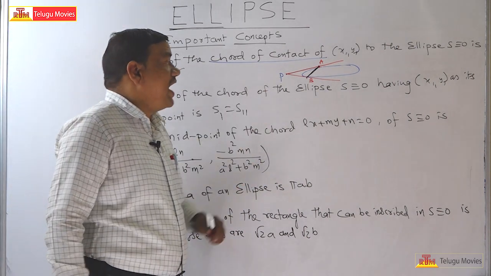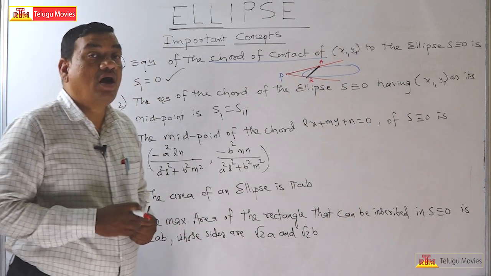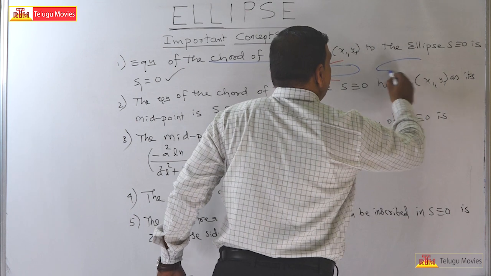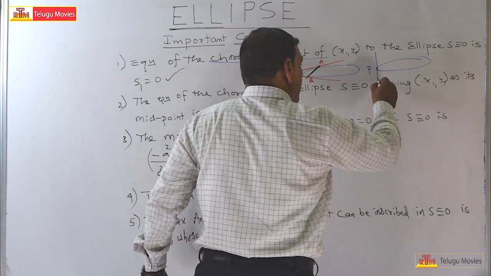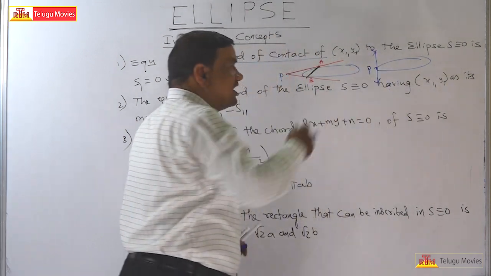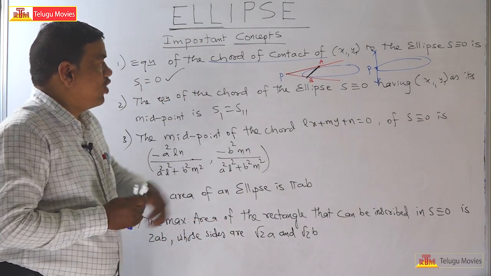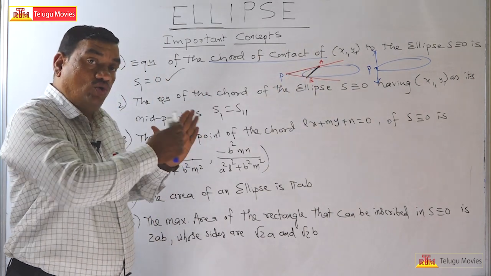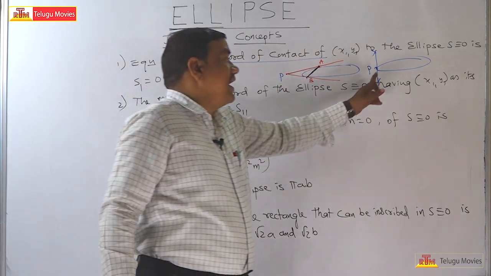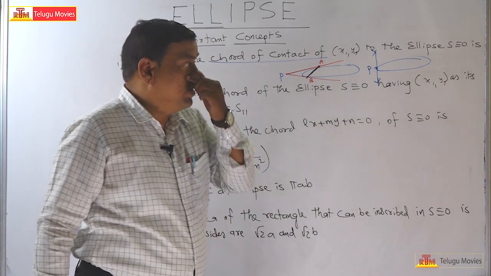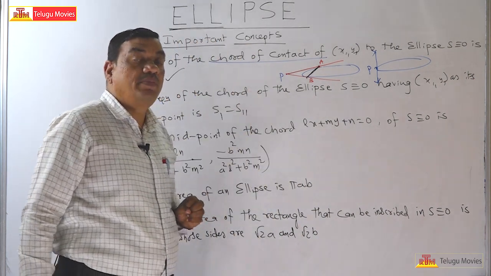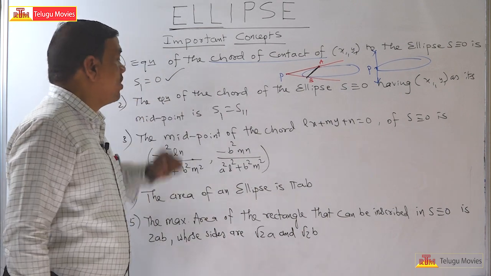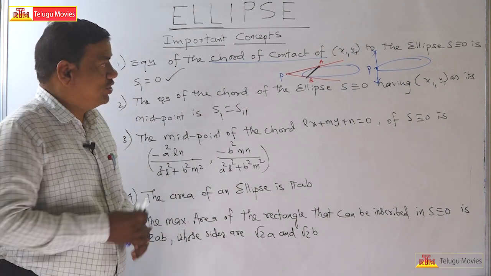If this point P happens to be on the ellipse, then what is there at P? Then the tangent acts as the chord of contact. If point P lies on the ellipse, then AB will move towards P such that at point P, the chord will become the tangent. Then also the equation of the chord of contact is S1 is equal to 0.